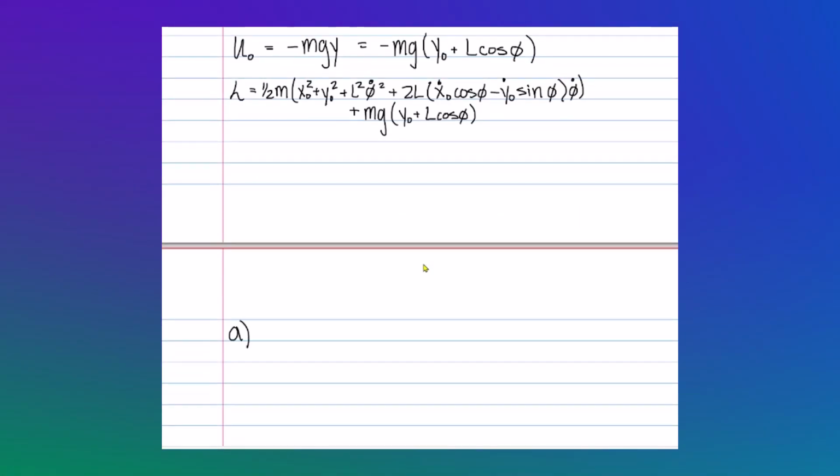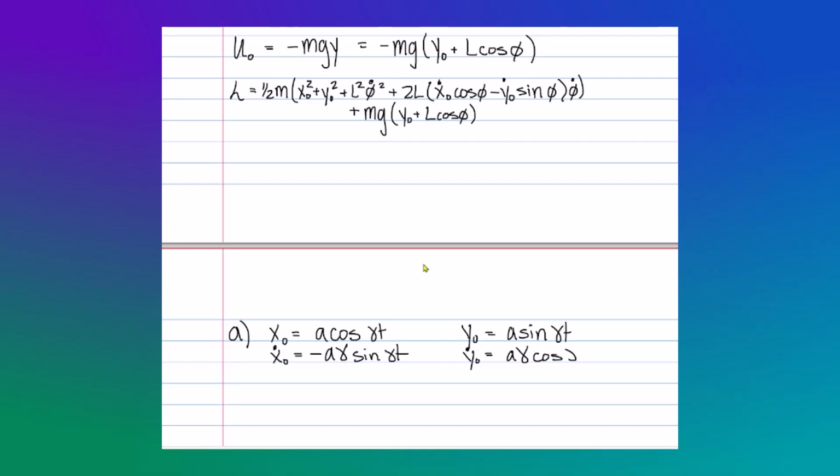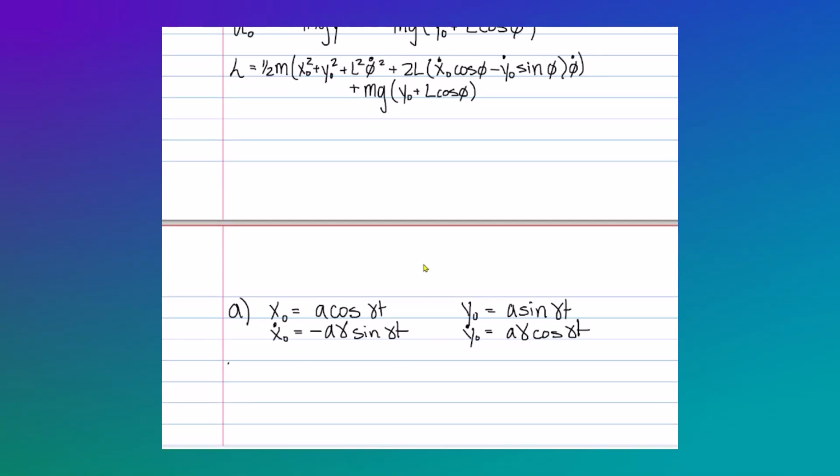Now that we have the Lagrangian, we can, for each of the cases, express the position of the support with respect to time. In the first case, the support is moving in a circle, so the x and the y components are cosine and sine of the angle gamma t. And we can also calculate their time derivatives. And this will allow us to fully express our Lagrangian.